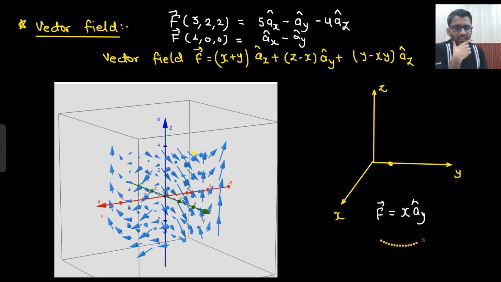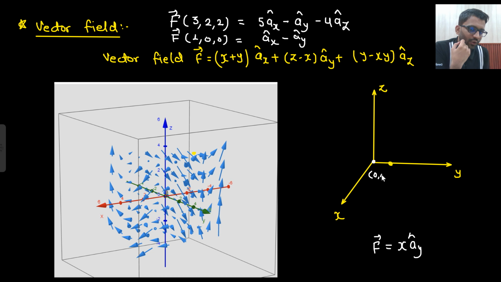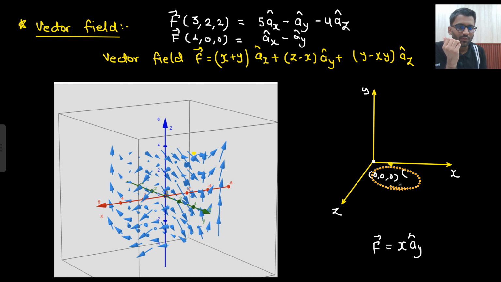Let's take this example. Vector F is equal to x ay cap. What do I mean by that? At 0, 0, 0, what will be your vector field? Put x equals 0 here, 0 only. So do not plot it. Let's make this x, this y, this z. X cross y is equal to z, so this is also correct. So at 0, 0, 0, your vector field is 0.